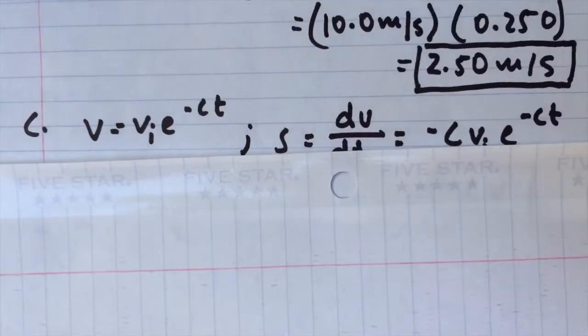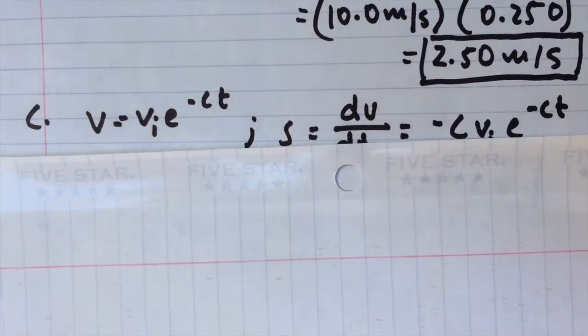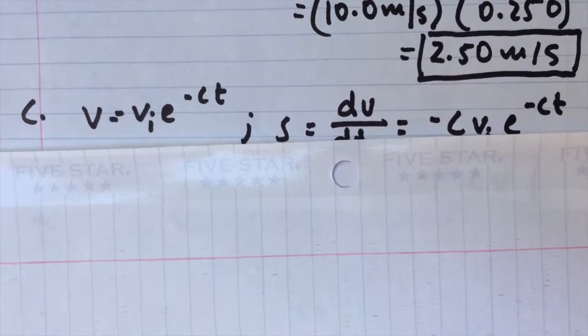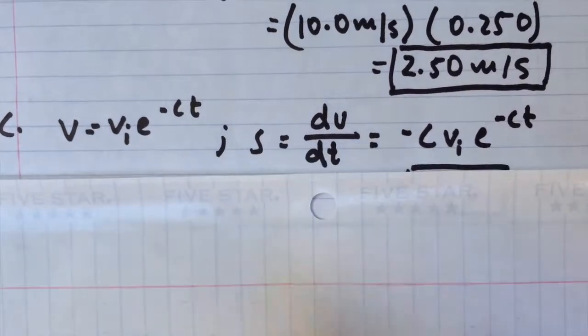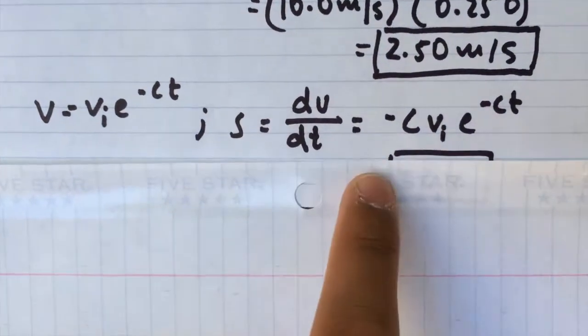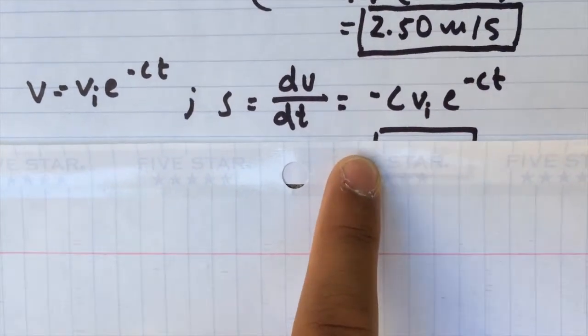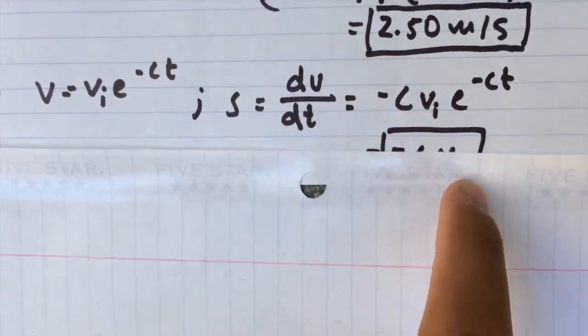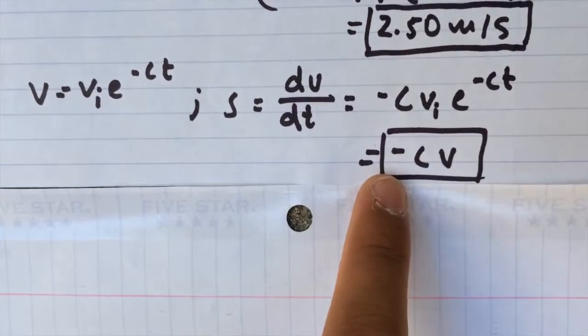And for number C, we have v final equals v initial times e to the negative ct. And I don't know how much you know about calculus, but acceleration equals the change in velocity over the change in time, which equals negative c v initial times e to the negative ct. And finally, when we work it all out, we get negative cv.